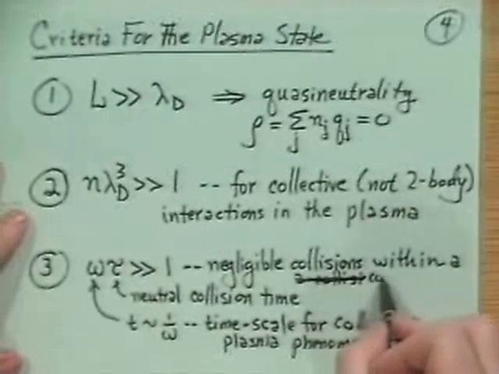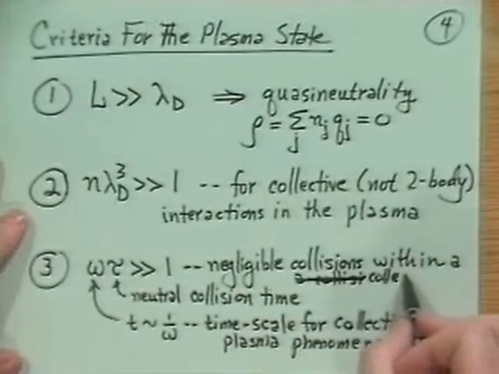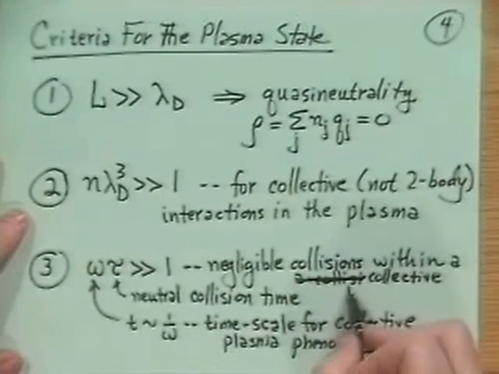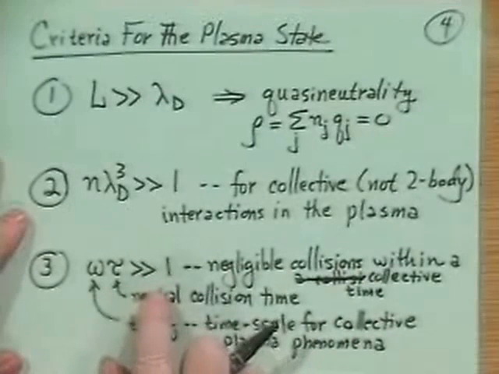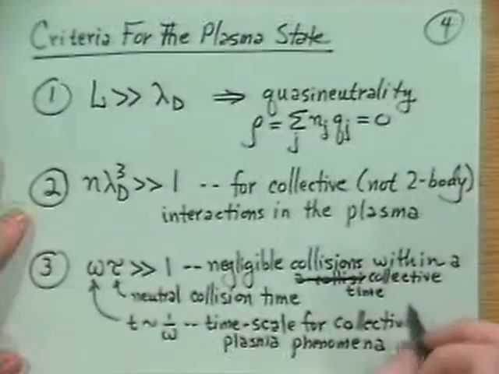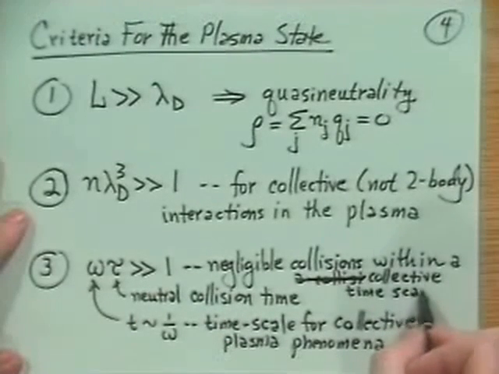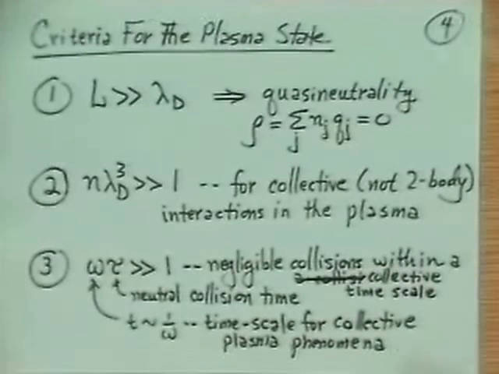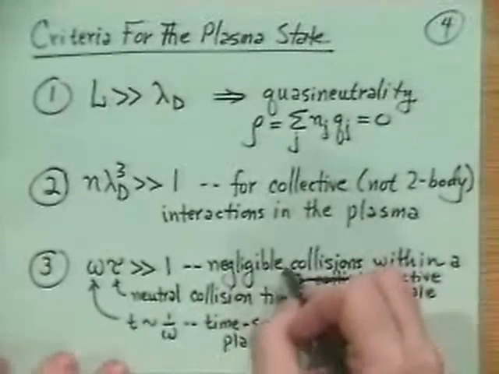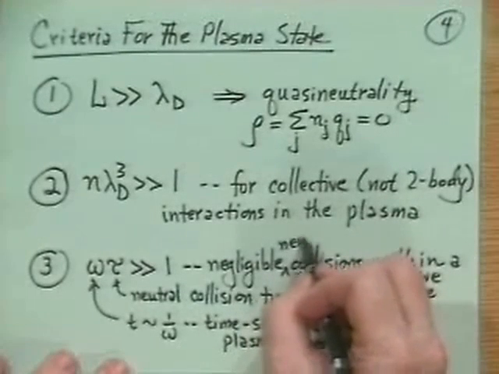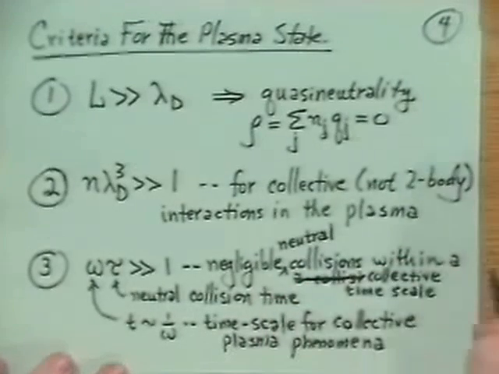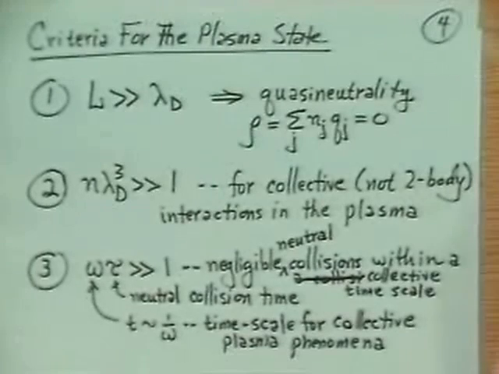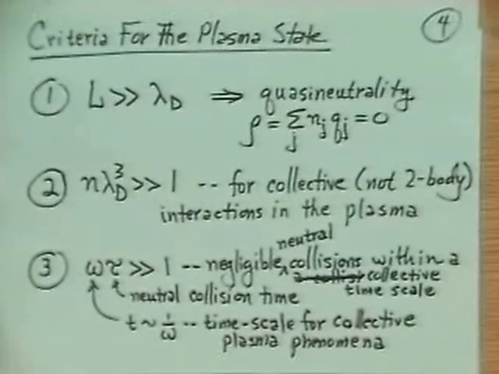Anyway, we're going to be talking about waves and stuff like that, and so there'll be a wave frequency. And as long as that wave frequency is large compared to the neutral collision frequency, we'll be able to say that we really don't have very many neutral collisions. I should be very specific and say these are neutral collisions, because we could well have charged particle collisions or Coulomb collisions, and those could be important.